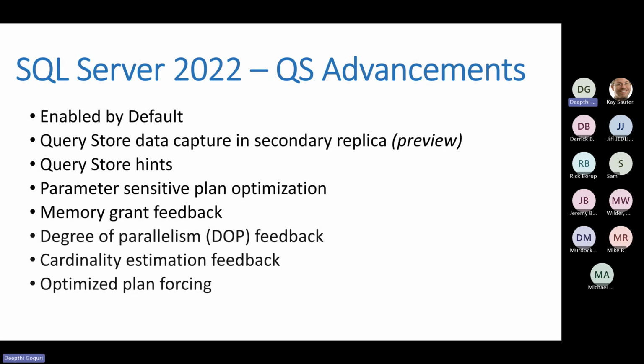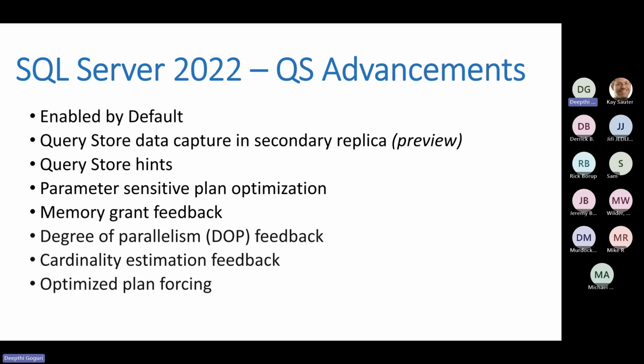So how do you do that? Your secondary replica is read only, right? So to enable that, you have to connect to the primary replica and enable the query store to be collected on the secondary replica. So you run all the queries that are needed on the primary replica itself, and it will enable the query store on the secondary.